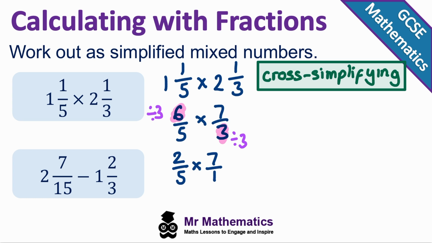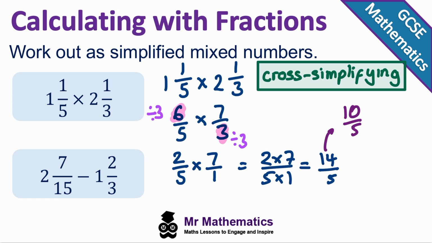So now it's really easy. We can have 2 times 7 divided by the 5 times 1. So our numerator becomes 14 and the denominator is 5. And then we know this 14/5 is 10/5 plus 4/5. And this 10/5 will simplify to make 2. So we've got 2 4/5. Okay?